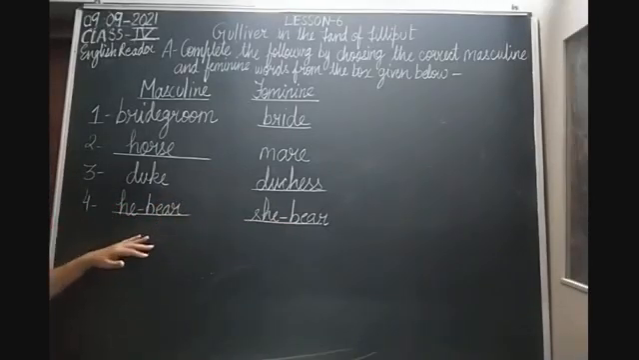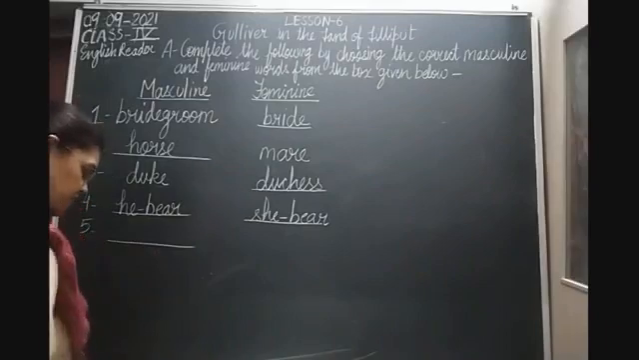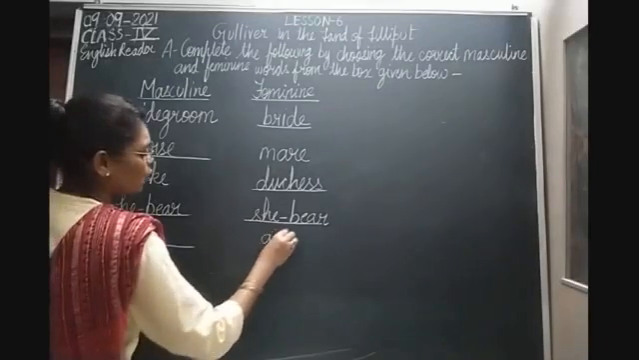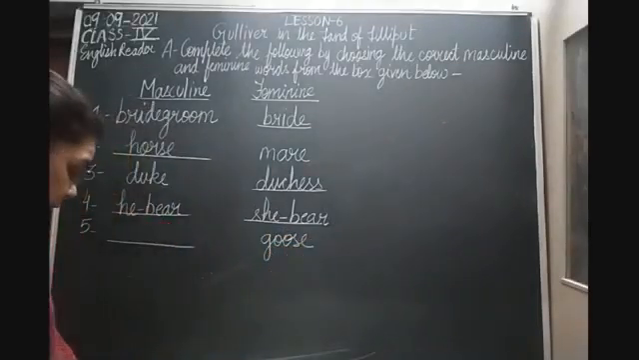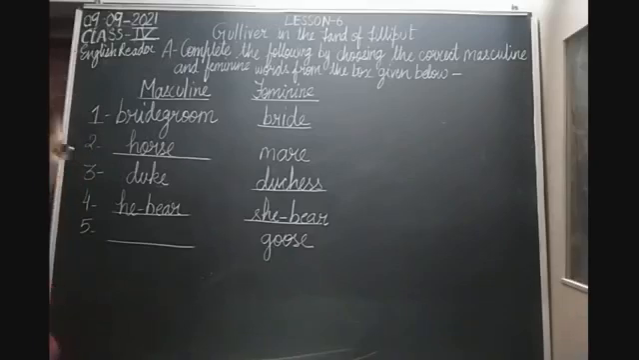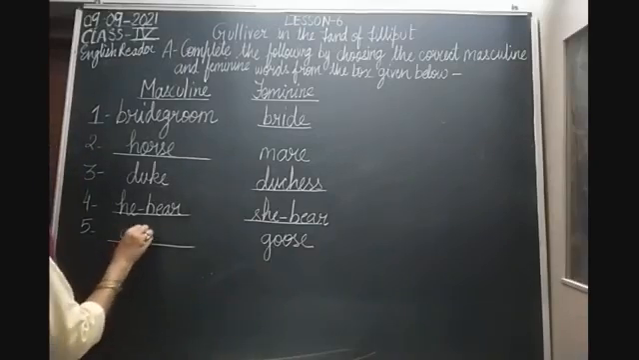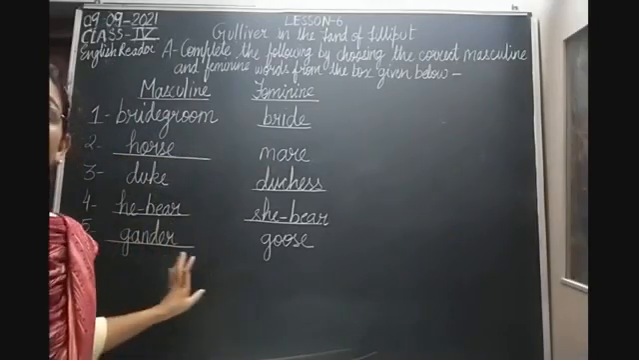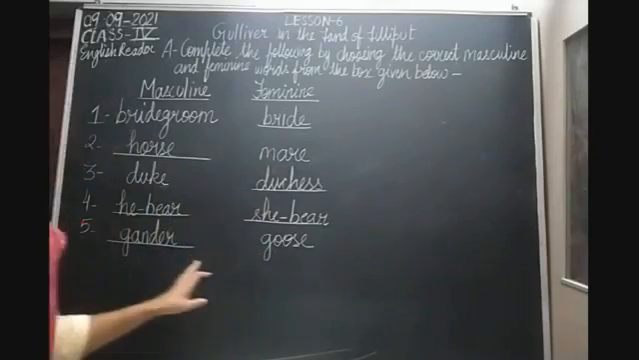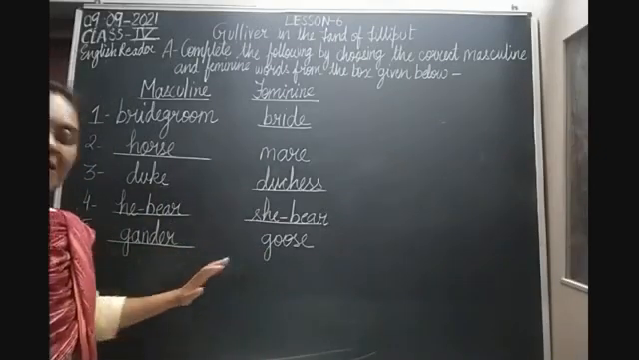Then the fifth one, masculine gender, blank is given, and in the feminine gender, goose. Goose is a bird which resembles a duck, but goose can fly. And the masculine gender of goose is gander. GANDER. Don't get confused. We are reading gender, but this is gander. Last year I saw many children mistakenly write gender instead of gander. So this is GANDER, pronounced gander.